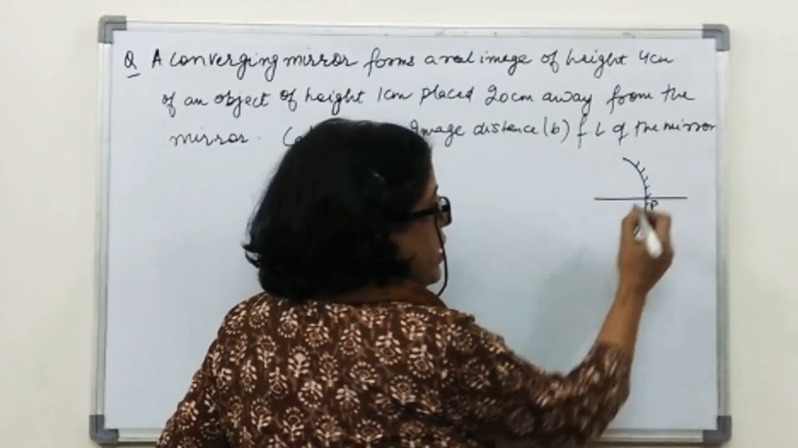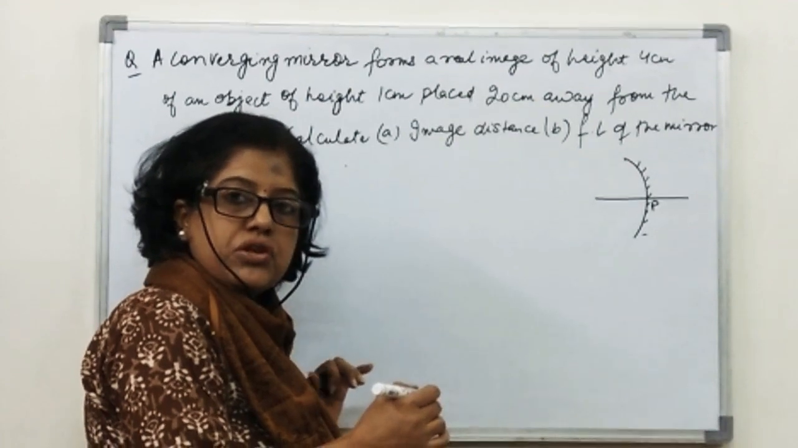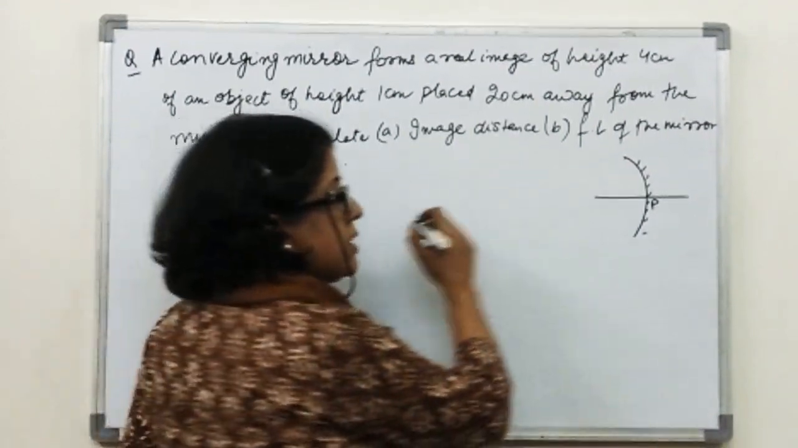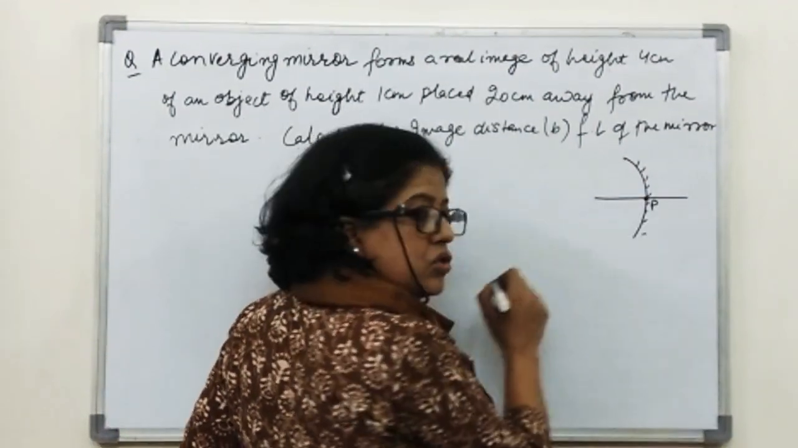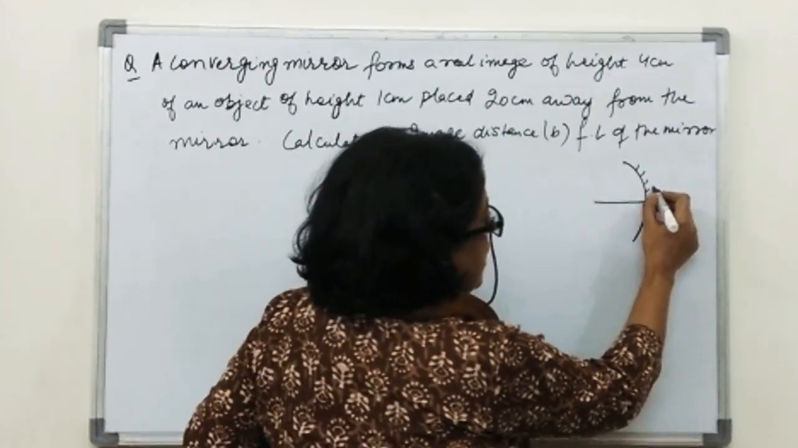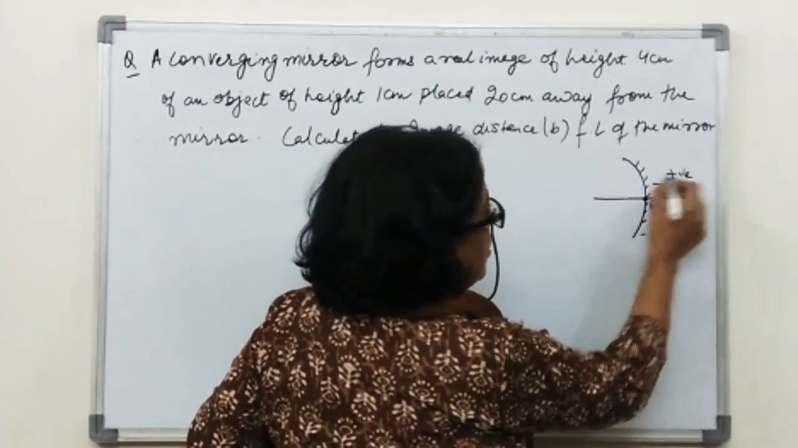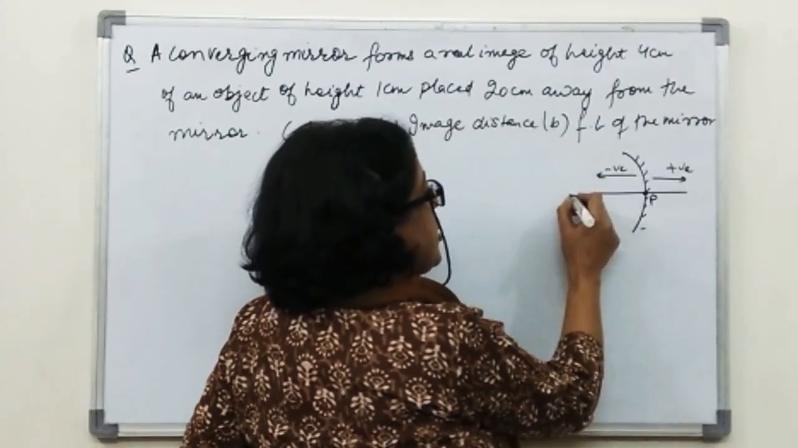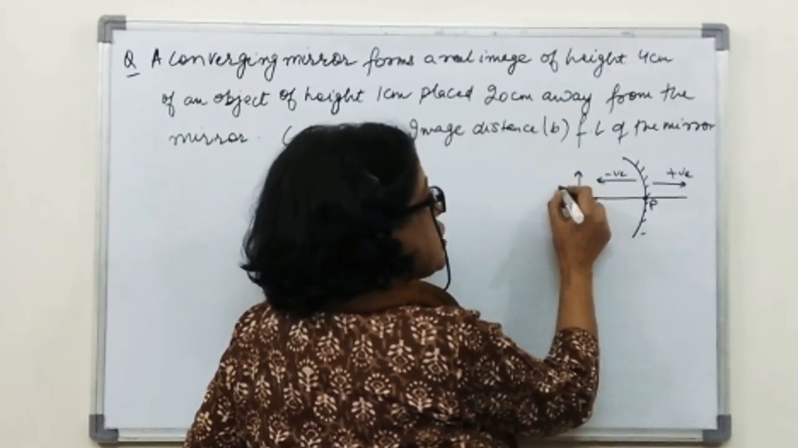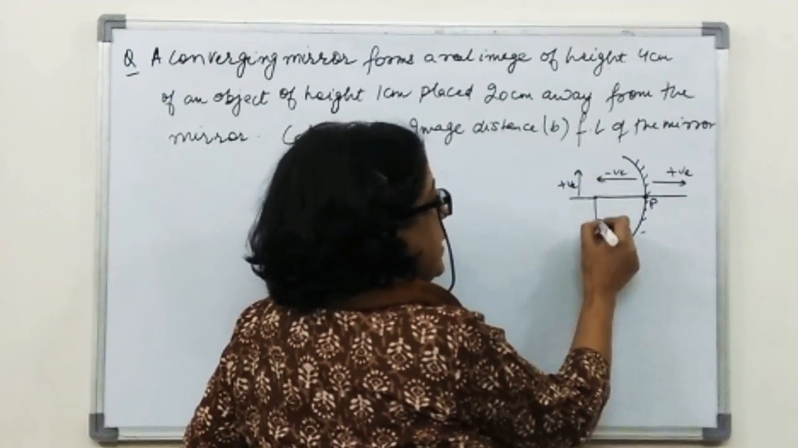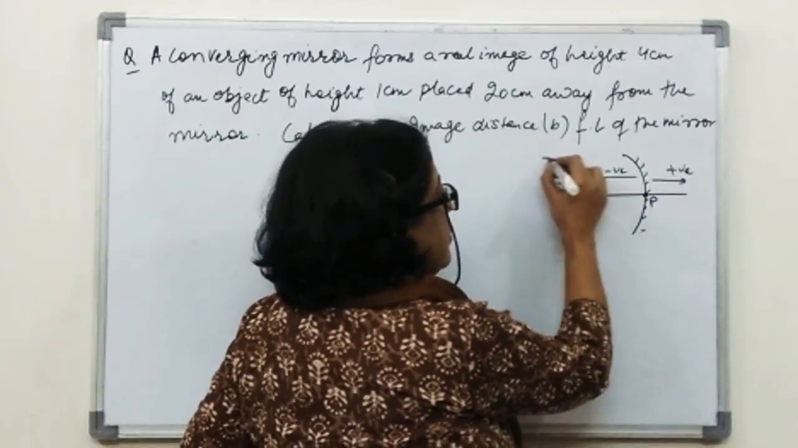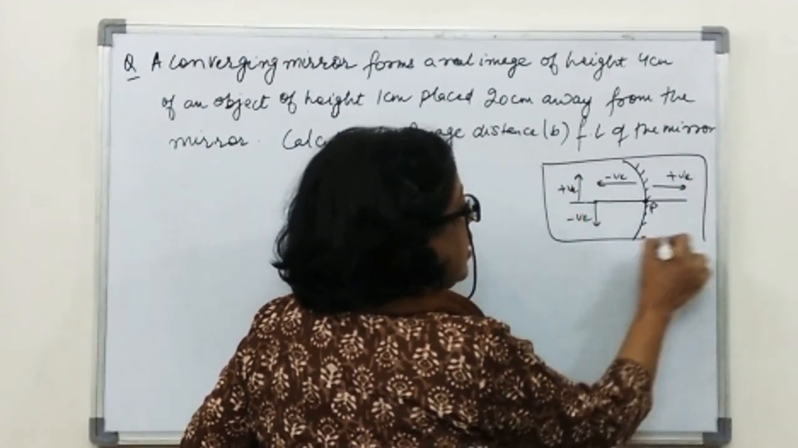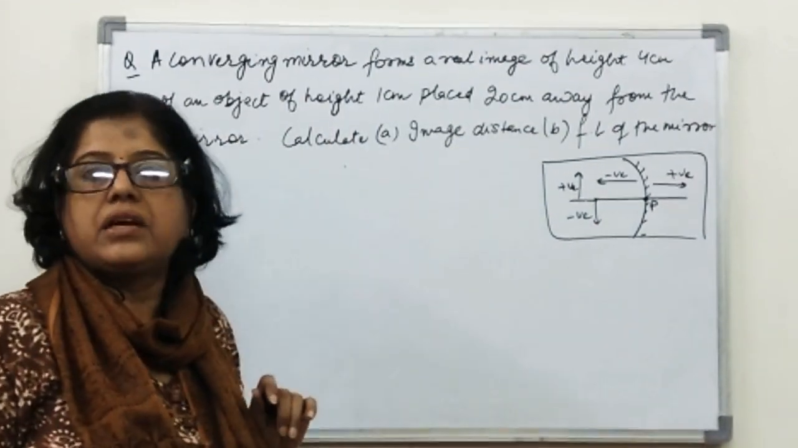We all know that whenever we measure distances parallel to the principal axis, we start measuring from P as the origin. Distances measured left to right are positive, right to left are negative. Distances measured perpendicular to and above the principal axis are positive, perpendicular to and below the principal axis are negative. If you remember this diagram, you can remember the sign conventions.